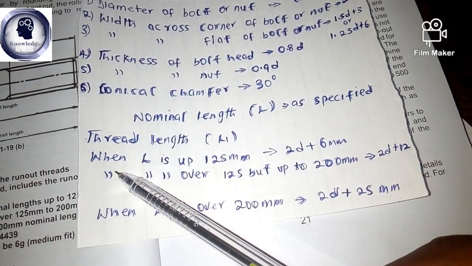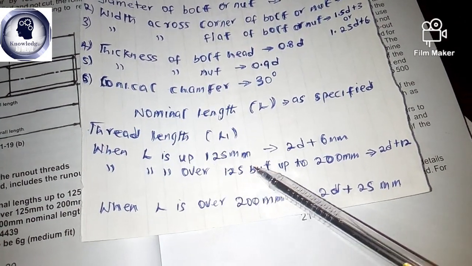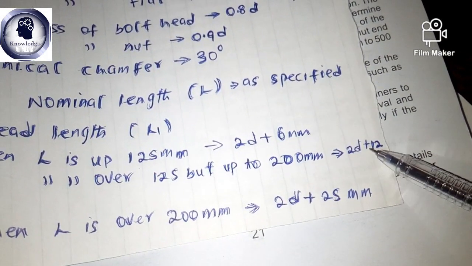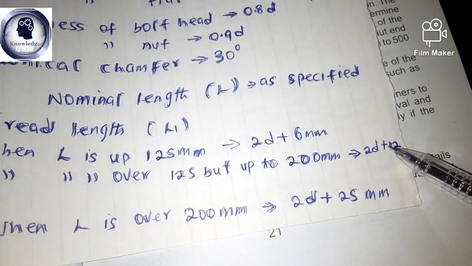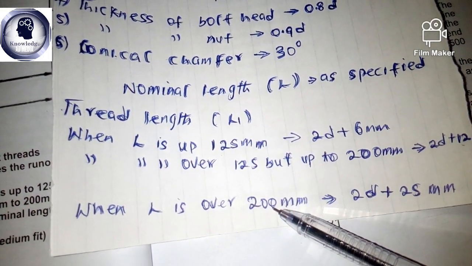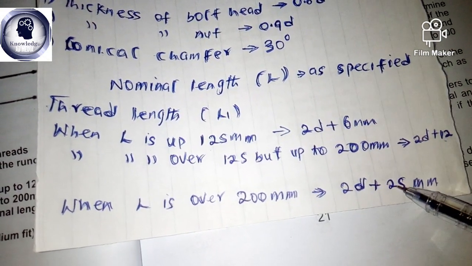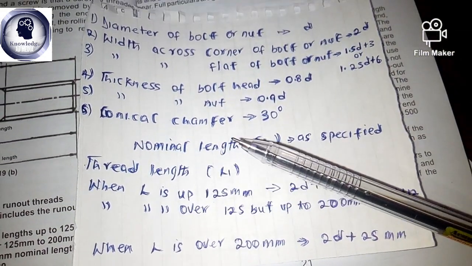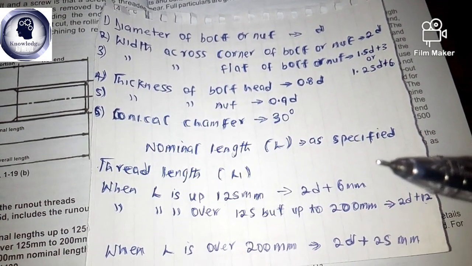Now, when the nominal length L is over 125 mm but up to 200 mm, then the thread length is regarded as 2D plus 12, which is 2 times the diameter plus 12 mm. When it is over 200 mm, then the thread length will be 2D plus 25 mm. This is the proportion that is given in order for you to draw the hexagonal nut or the hexagonal bolt.